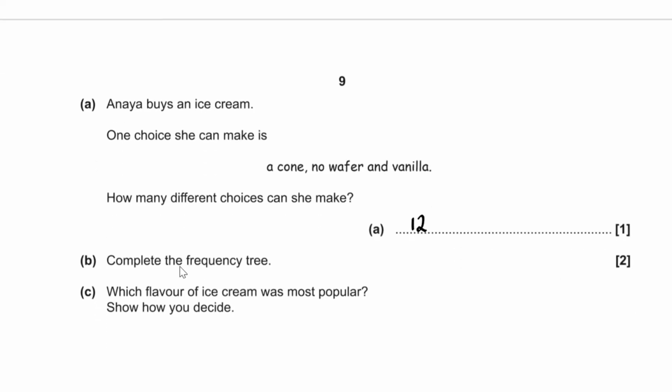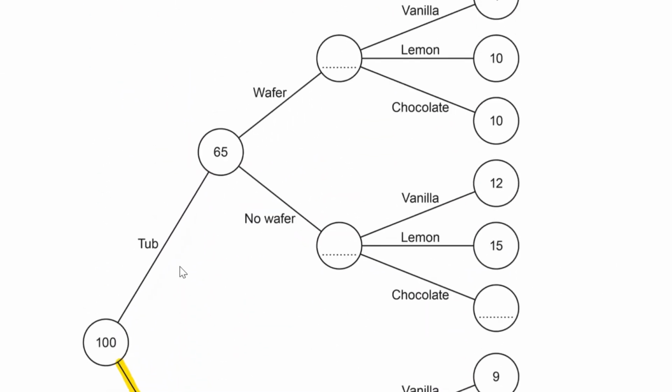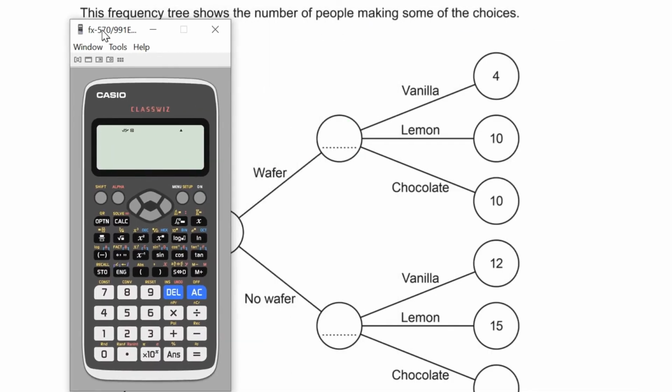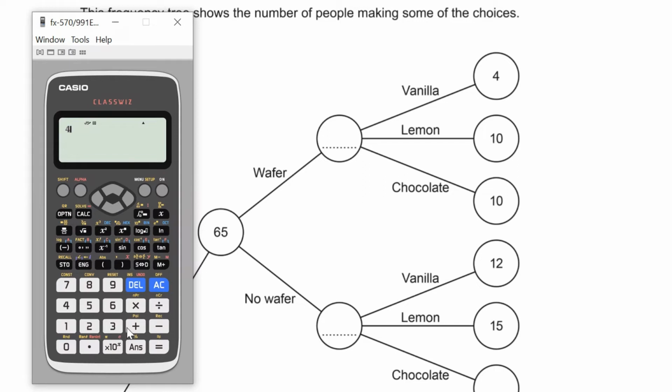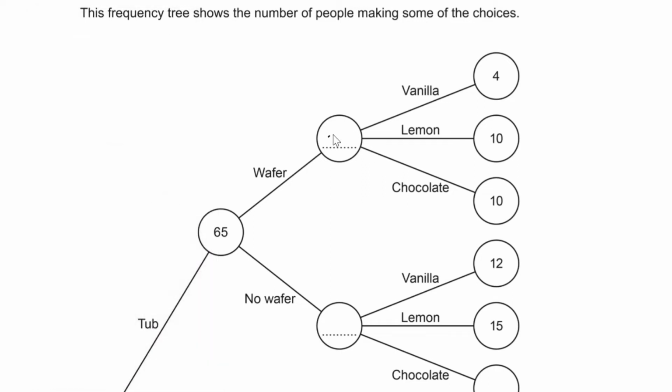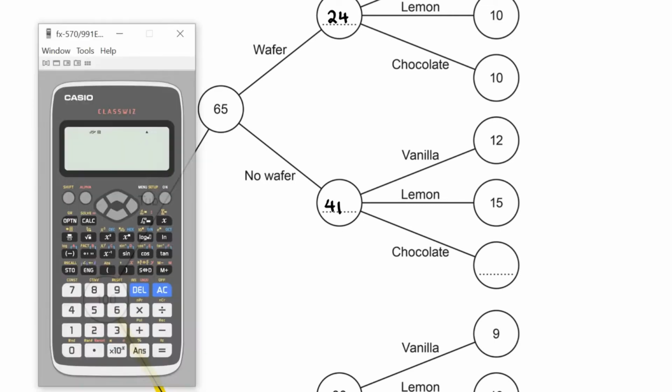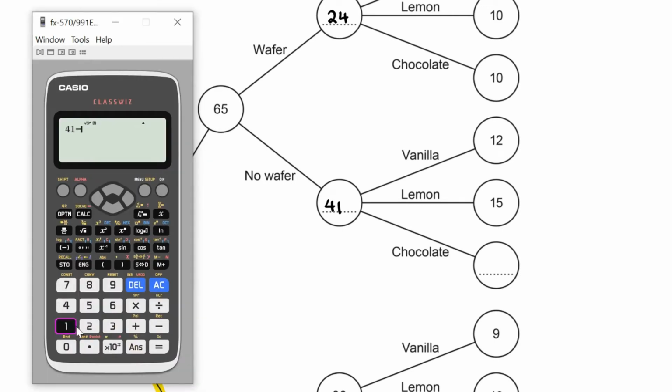And for part B we have to complete the frequency tree. Well, over here we can find out the total who want wafer. That will be 4 plus 10 plus 10, which is 24. So we've got 24 with wafer, and therefore no wafer. That will be 65 take away 24, which is 41. And therefore for chocolate, that will be 41 take away 12, take away 15, which is 14. So we've got 14 over here.